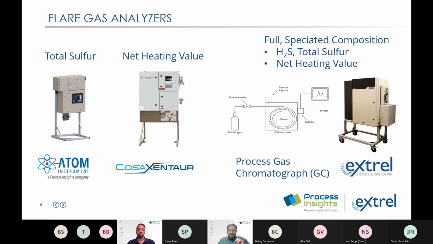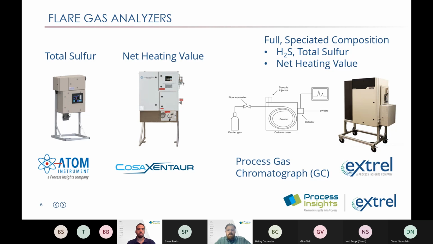The mass spec is the other technology that fits into that category. Just like the GC, the mass spec is doing a complete composition measurement when the user has the calculated parameters to comply with the rule, as well as the speciated analysis for use in other ways, which we'll talk about a little bit. Okay, so you've got the individual parameter measurements with the sulfur analyzer and the calorimeter, and then you've got the speciated approaches with the GC and the mass spec.